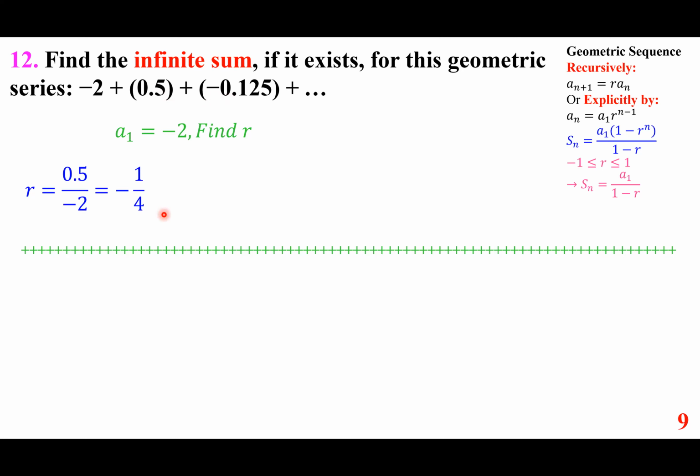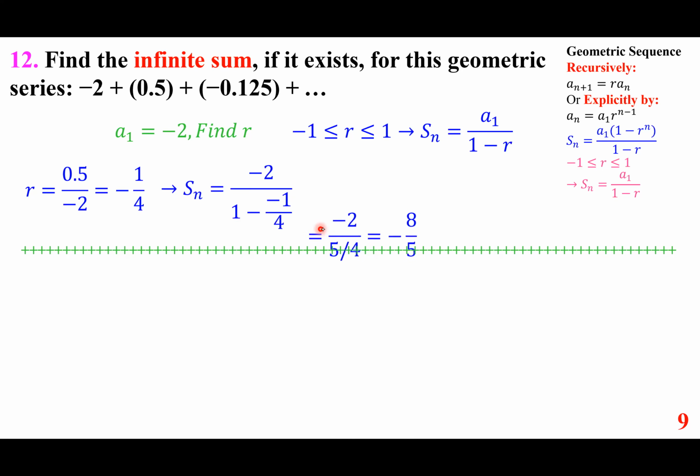And this number is somewhere between negative 1 and 1. So we can use the S sub n here, or they sometimes use S sub infinity. Okay. Negative 2 over 1 minus negative 1/4. As you can see, they add up to plus and becomes 5 over 4. And of course, you multiply by the reciprocal. Negative 2 times 4, that means negative 8 over 5.